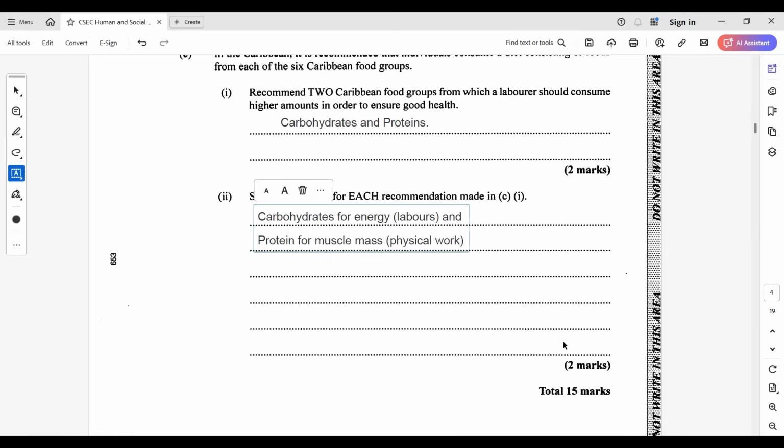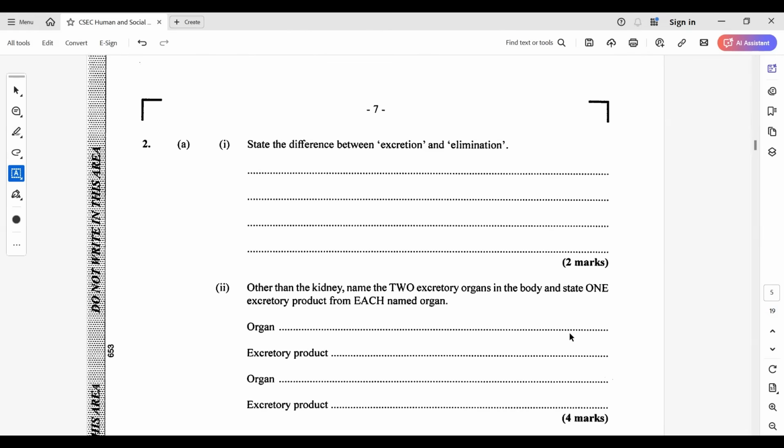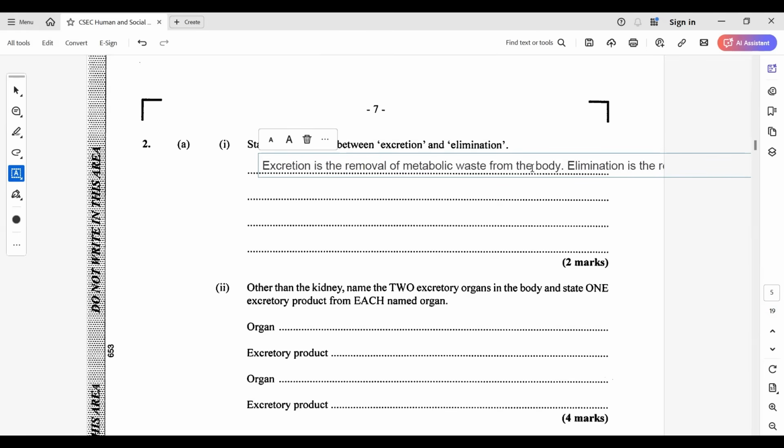Obviously, question one came from nutrition, which is a section B topic. Moving on to question two. And it asks, state the difference between excretion and elimination. This automatically moves your mind to understand that the question is on excretion, homeostasis, osmoregulation. That's another topic from section B. So we see straight off the bat, they are covering the section B questions one time, back to back.